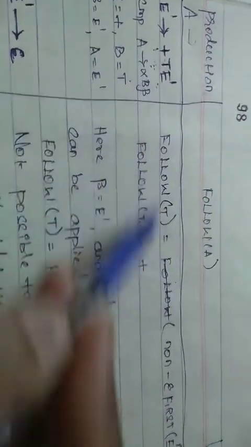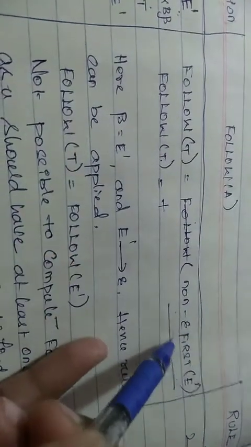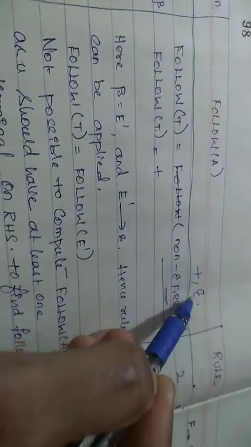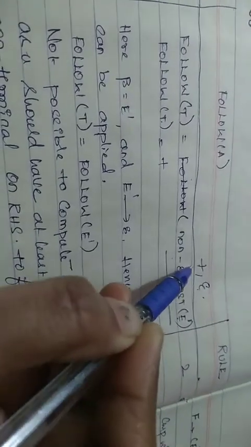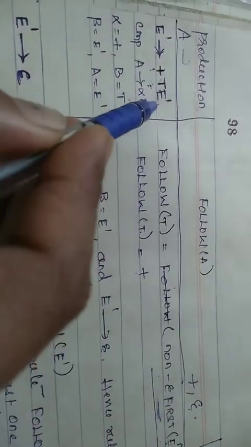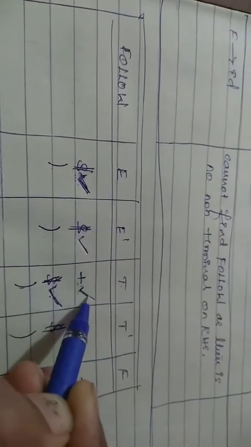Now B. Right? So follow of B equals non-epsilon of first of beta. What is the non-epsilon content in the first of E dash? First of E dash has two elements: one is plus, one more is epsilon. Which is non-epsilon here? Plus. The non-epsilon content is plus, so I have taken that here. So what is my B? B is the first non-terminal. Correct? So follow of T is plus. Go to follow of T. Yes, plus is already there, so I need not include that.